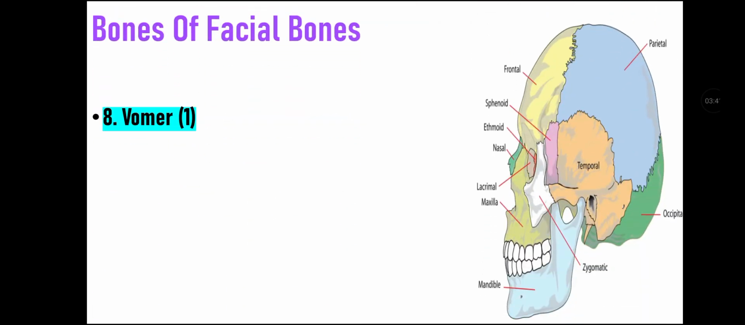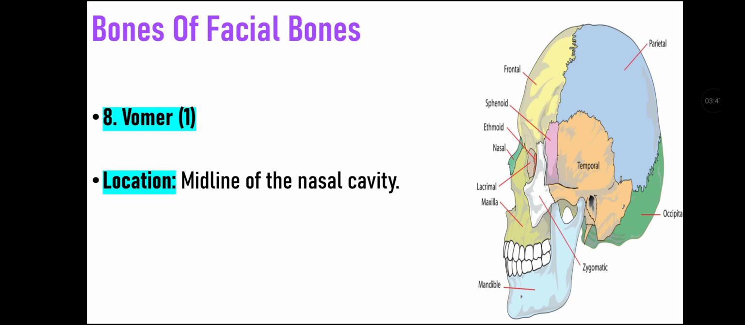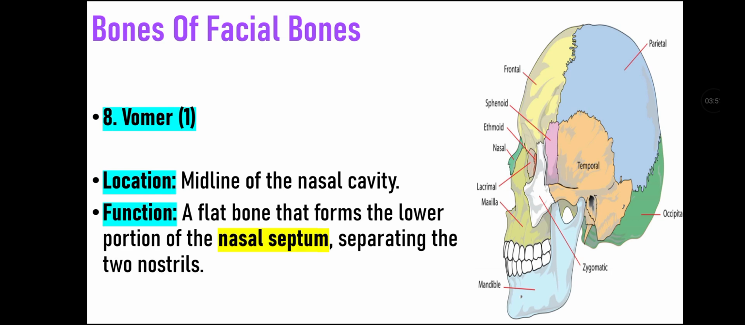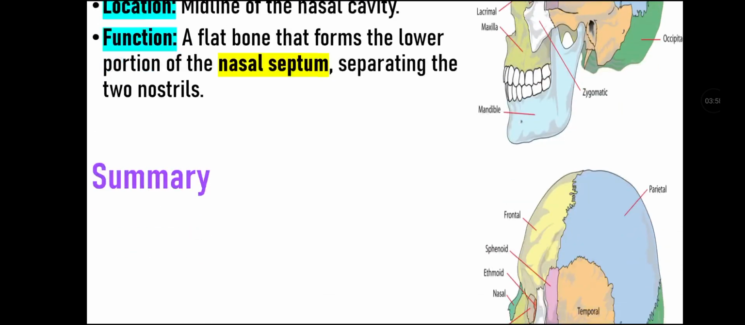Next in facial bone we have is vomer, that is single or unpaired bone, that means there will be one vomer in every skull. Location: it is located at the midline of nasal cavity. Function: it is a flat bone that forms the lower portion of nasal septum separating the two nostrils.